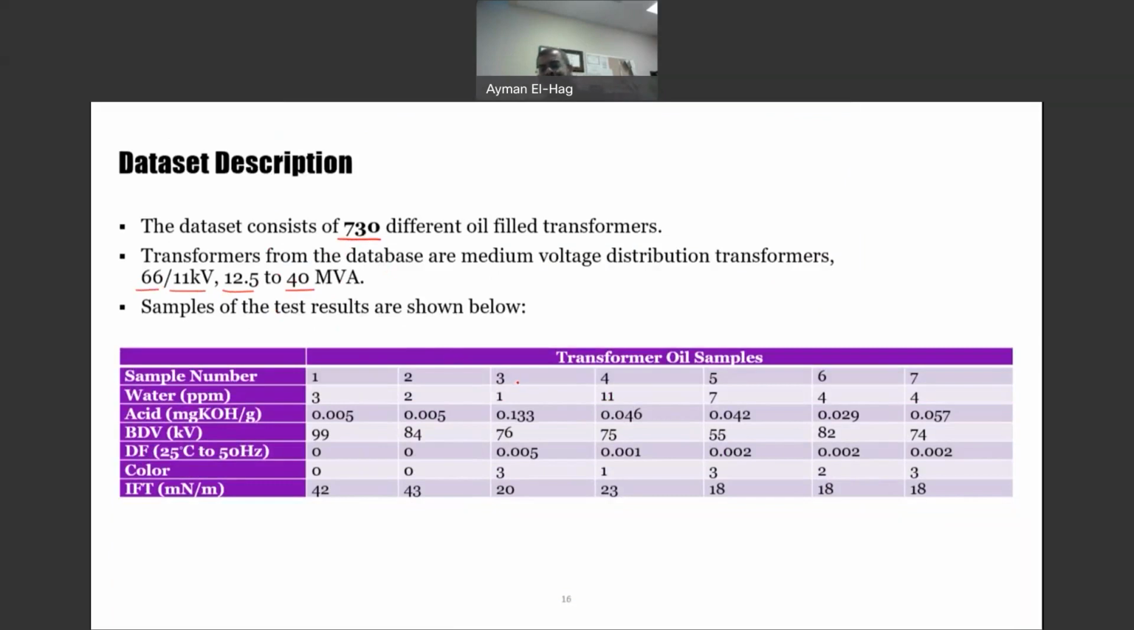Now, this is a sample of the test results that we have. So these are samples number 1 to 7. We have 730 of those. Now, we have the water content in ppm. These are typical numbers. We have the acidity, and these are typical numbers. PDV, or breakdown voltage, these are the numbers. Dissipation factor, color, and interfacial tension, or IFT.